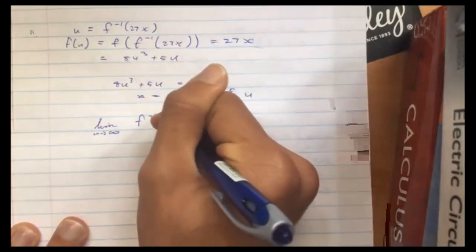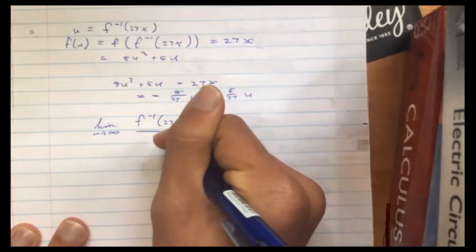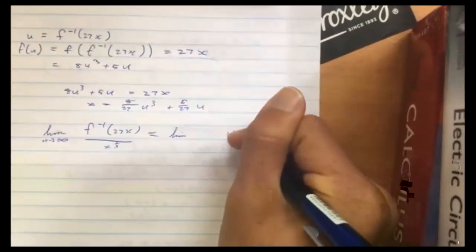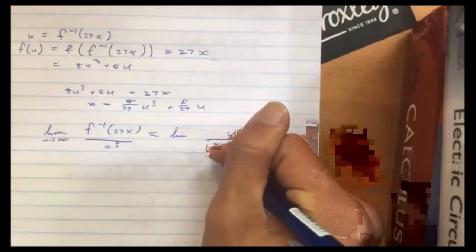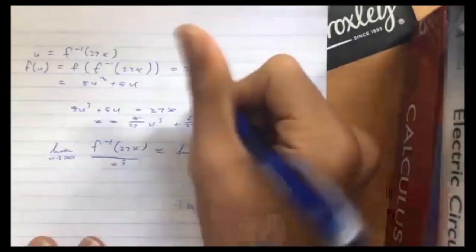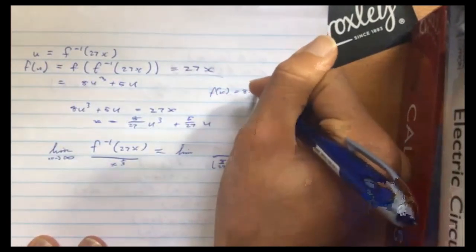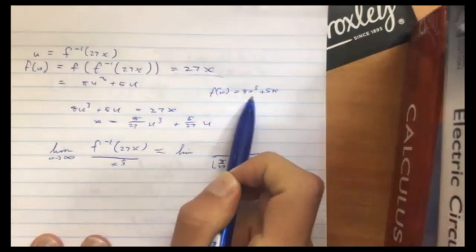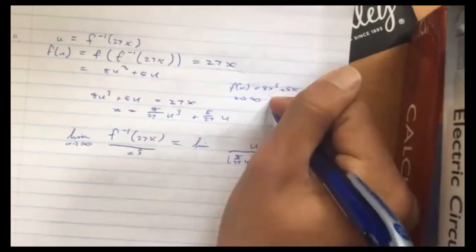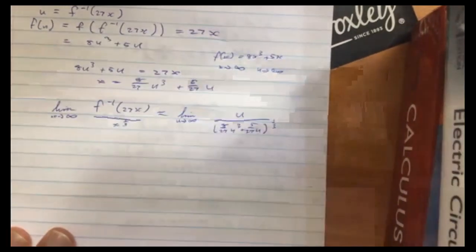Okay, now going back to the original expression, it was the limit as x goes to infinity of the inverse of 27x over x to the power of 1 over 3. And substituting in u values, we have the limit where the numerator is u, and the denominator is 8 over 27 u cubed plus 5 over 27 u, to the 1 over 3. And now, since f was given as 8x cubed plus 5x, this is an increasing function beyond some point, because it's a polynomial with odd degree and a positive leading coefficient. So that means that as x goes to infinity, u also goes to infinity. So over here in the limit, this is as u goes to infinity.